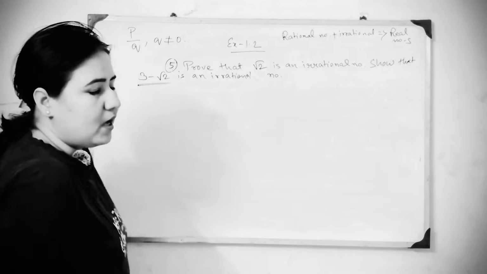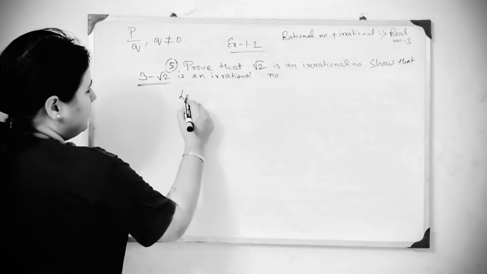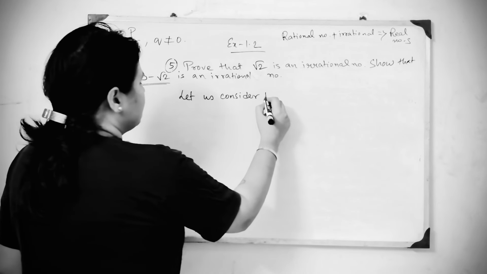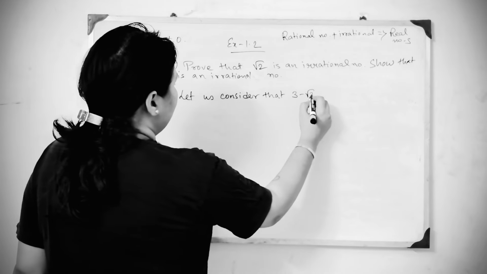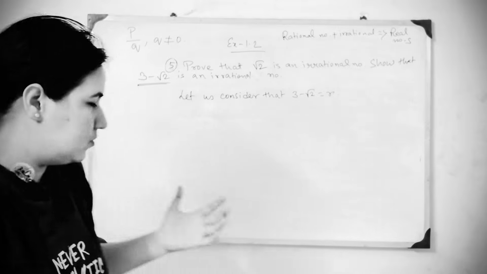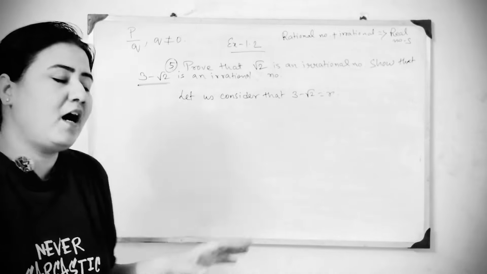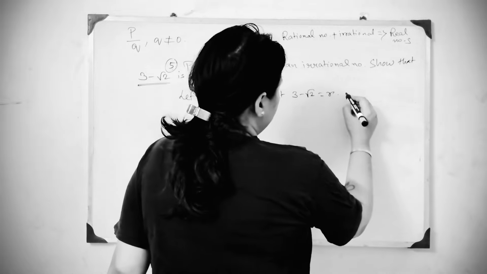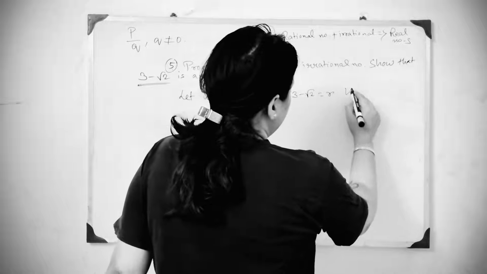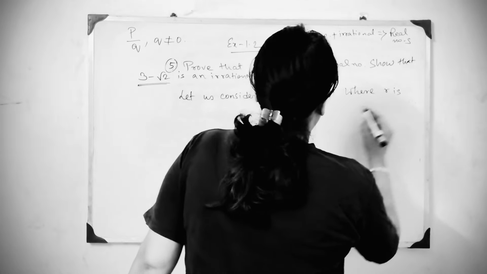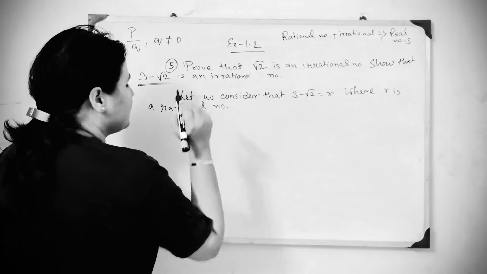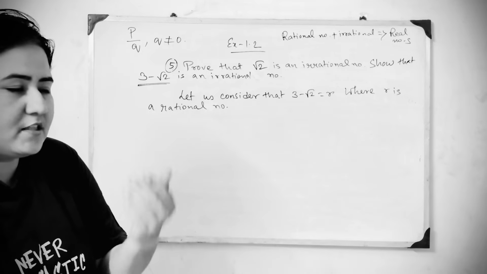Okay, so now I'm going to start the second part. Let us consider that 3 minus root 2 equals r. Now r is a variable that I am taking. The specific reason for taking r is that I can write, let us consider 3 minus root 2 equals r, where r is a rational number. The reason for taking the variable r was that it becomes easy for us to understand.